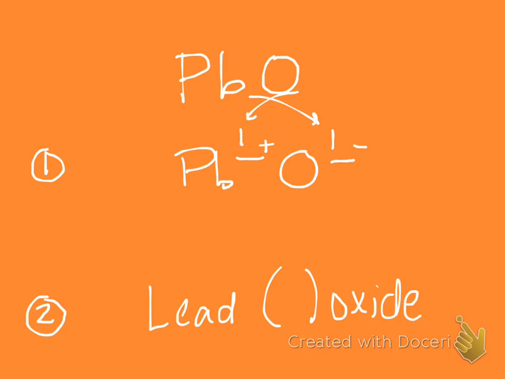Is oxygen 1 minus the typical oxide ion? So what happened here? It's been simplified. So knowing that this has to be a 2 minus, we're going to multiply this by 2. Okay? So this would be lead 2 oxide.